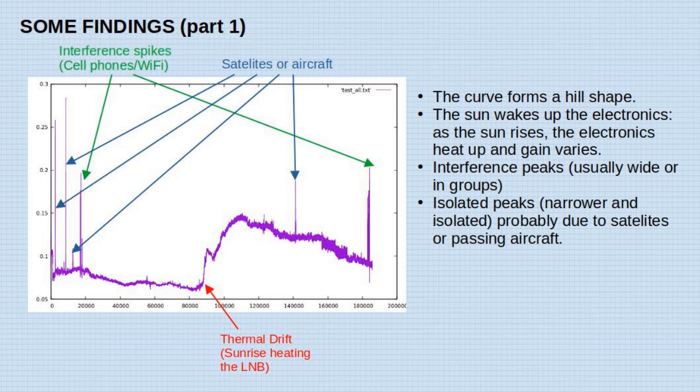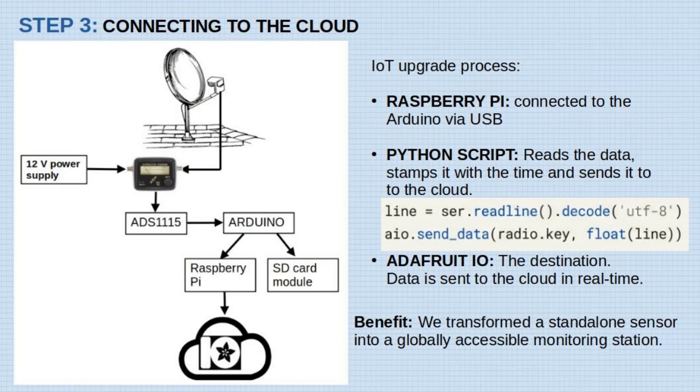In our 24-hour dataset, we noticed a consistent pattern. The signal rises at sunrise, peaks at midday, and cools off after sunset. We believe this is thermal drifting, where solar heating affects the electronics in the LNB, causing the recorded voltage to shift. We also observed peaks that are due to interference from cell phones, as well as sharp isolated peaks that may be due to aircraft or satellites.